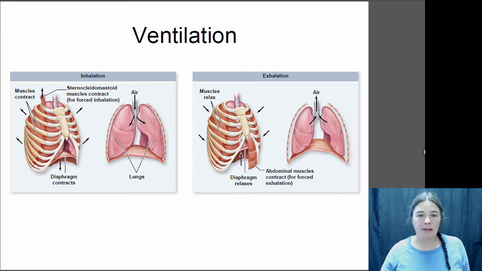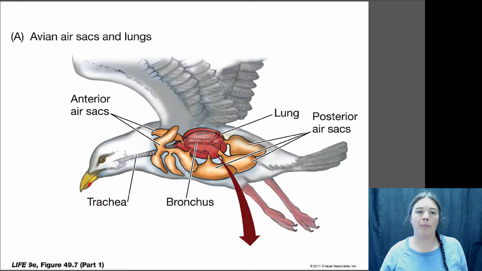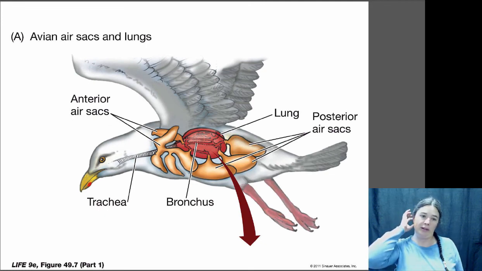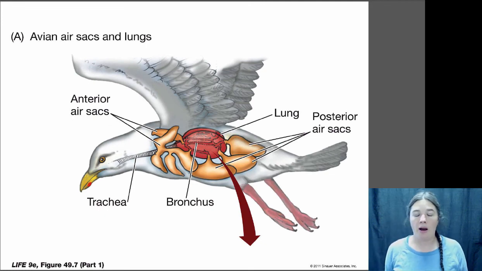Let's take a look at how birds breathe, because birds are a little bit different and really interesting. I'm a bird person, so of course I think birds are interesting. But birds have a very complex respiratory system with a number of air sacs. Gas exchange does not happen in the air sacs. Gas exchange still happens in the lungs, but the air sacs move the air around the body of the bird in a slightly more complex pattern.